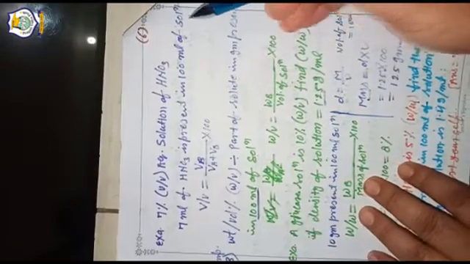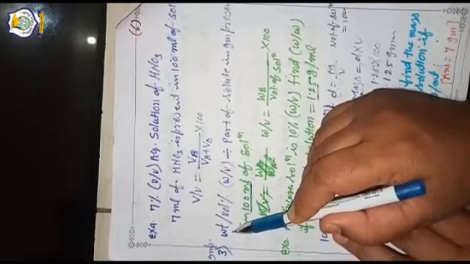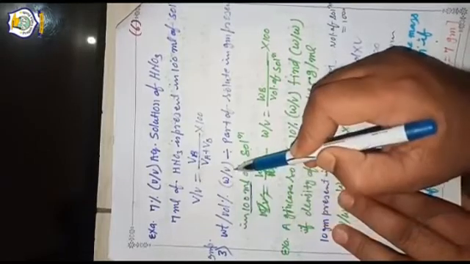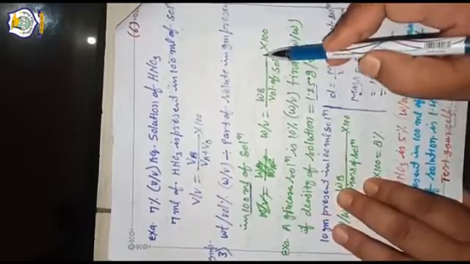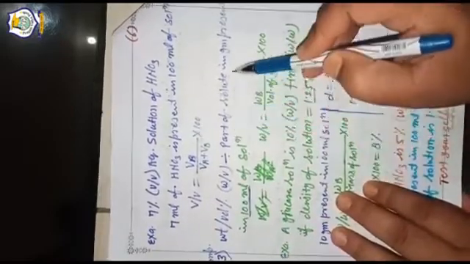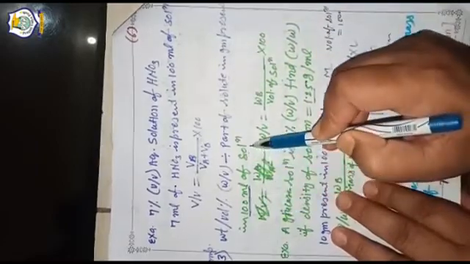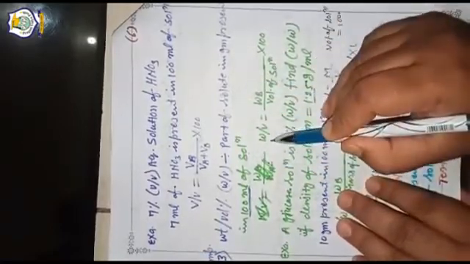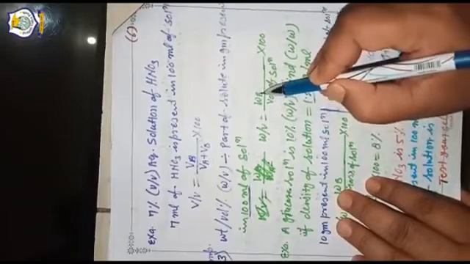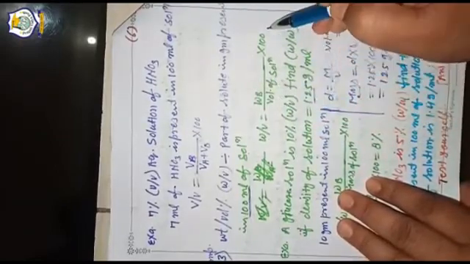100 ml of solution. Another concentration unit is W upon V, that means the weight and volume percent. It is defined as the part of solute in gram present in 100 ml of solution. Their formula is W upon V equals weight of solute in gram upon volume of solution, into 100.